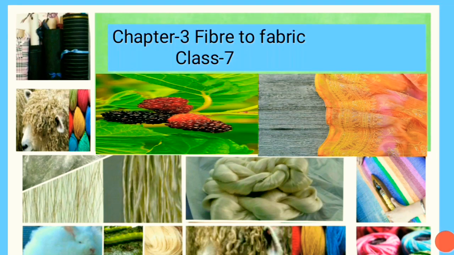Hello student, today we are going to learn Chapter 3 Fiber to Fabric, Class 7. In this chapter we are going to cover the topics: wool, animals that yield wool, shearing, processing fibers into wool, some Indian breeds of sheep, stages of life history of silk moth, rearing of silkworm, types of silk, sericulture, properties of wool and silk.